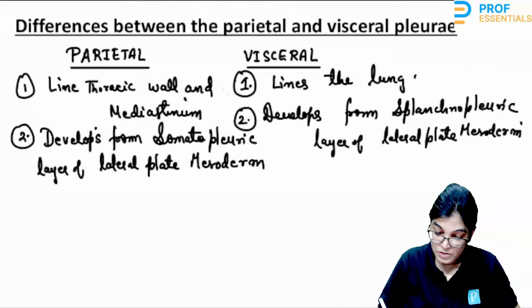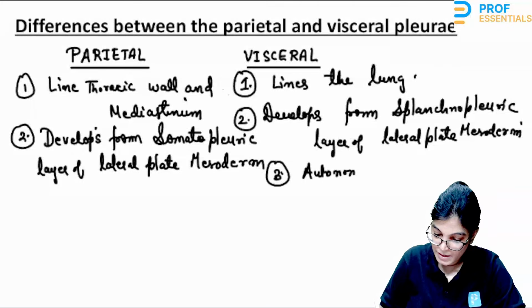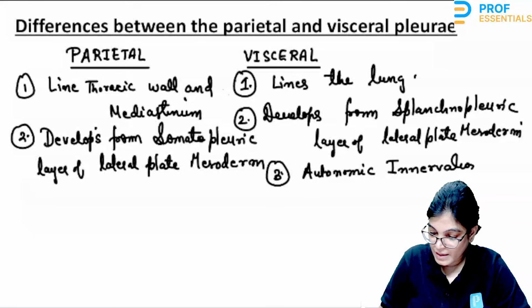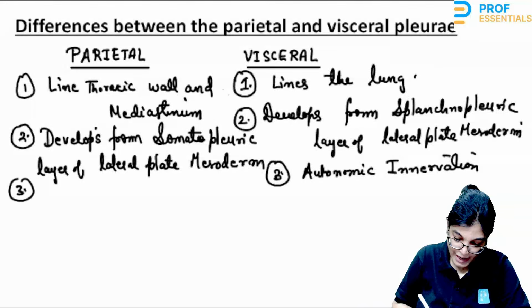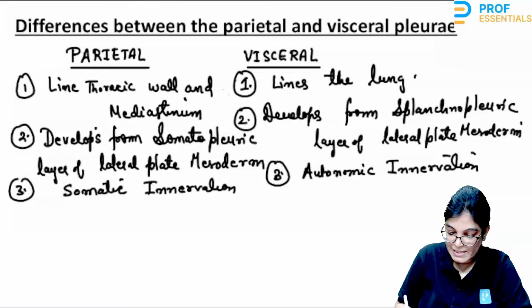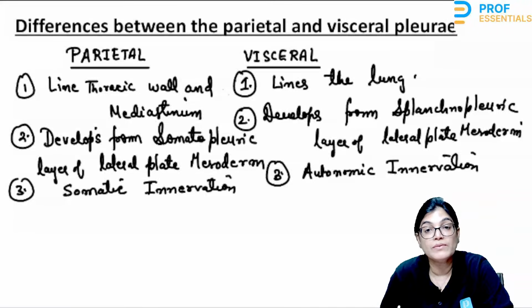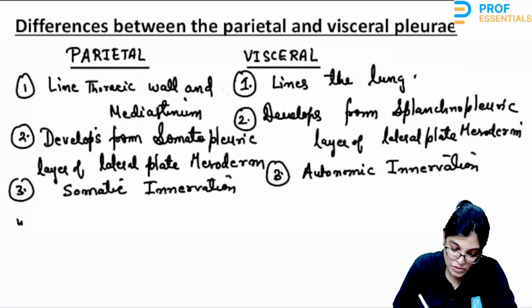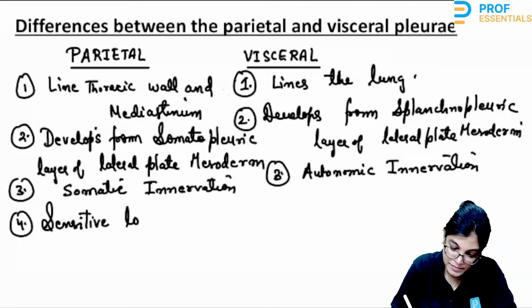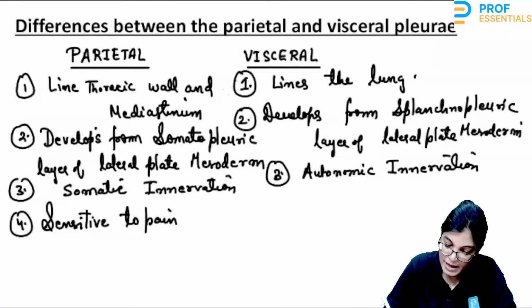So that means the visceral pleura will have autonomic innervation, and the parietal pleura will have somatic innervation. That means the parietal pleura will be sensitive to pain and the visceral pleura will be insensitive to pain.